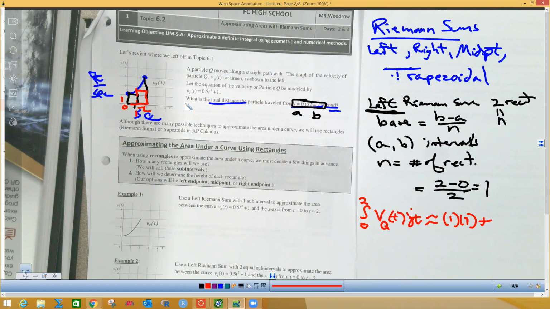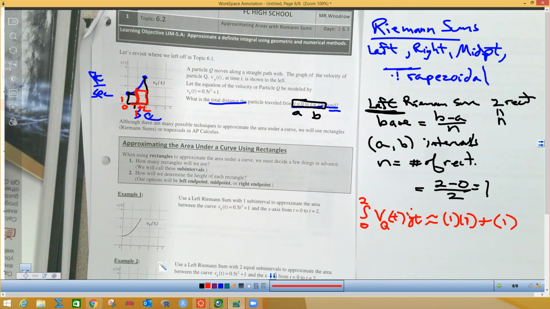plus, and now I have to get them over here. Well, this base from 1 to 2, that base is 1 as well. And now I have to find my height. My height is the left height, so I need to find this height right here. So how am I going to find that height right there?